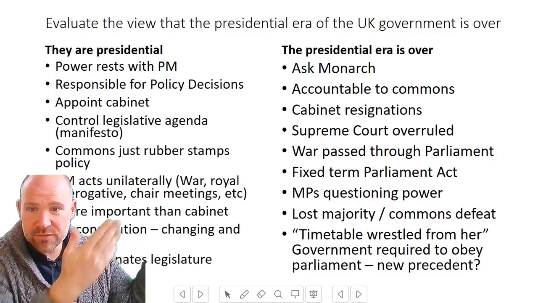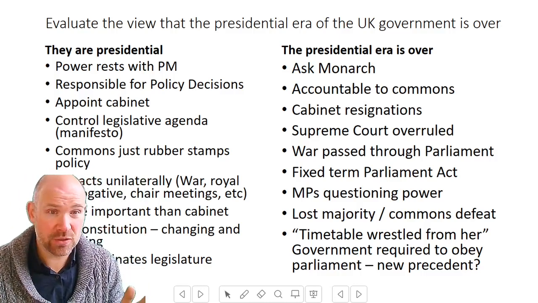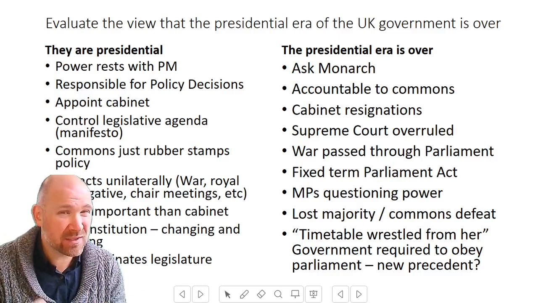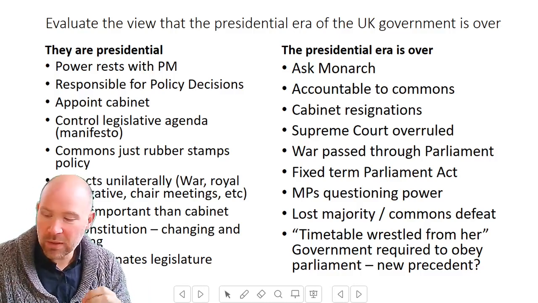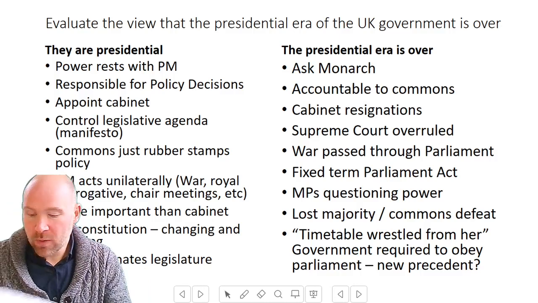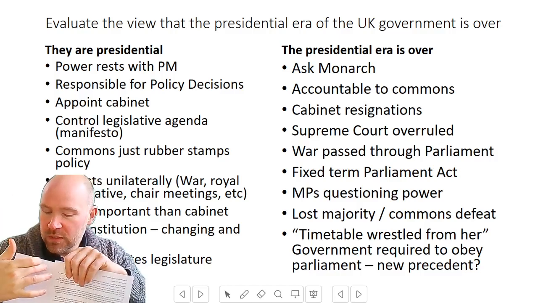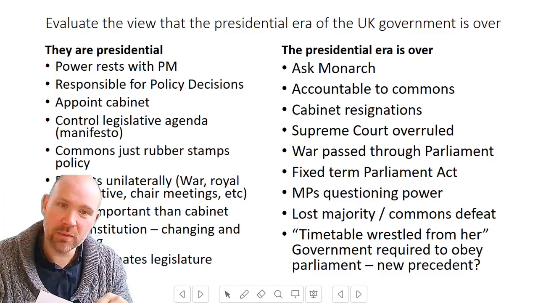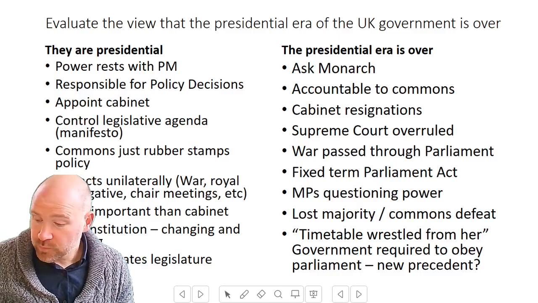This question is evaluate the view that the presidential era of the UK government is over. So for any essay question, you do need to be thinking, what are the two sides of this debate? Sometimes it's obvious, and in this question it is. Other questions it's not, but I like to title my bits of paper down the side, so I'm aware of what arguments I'm looking for. On one side I would have written they are presidential, you can see it above it. On the other side I would have written the presidential era is over.